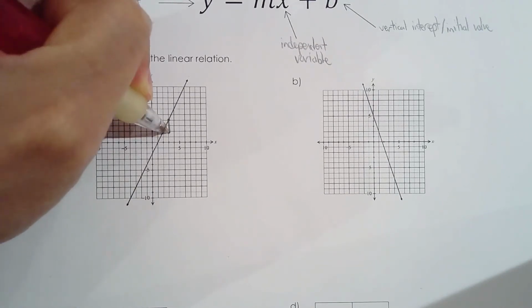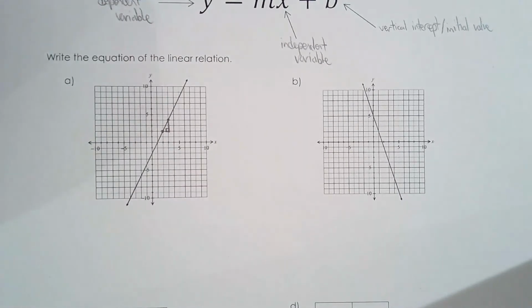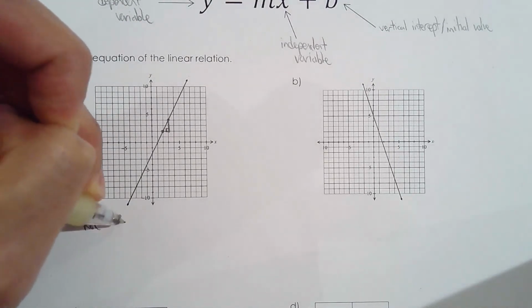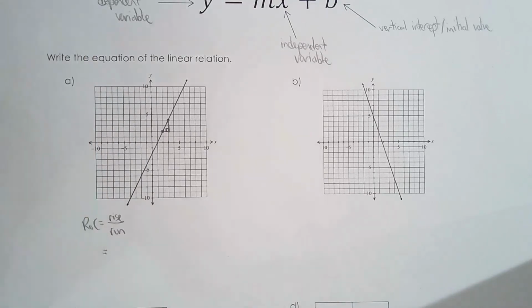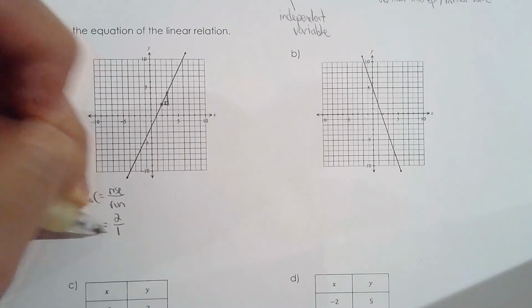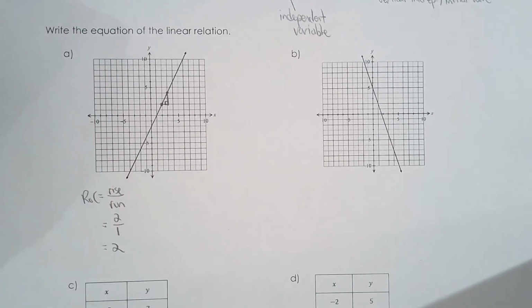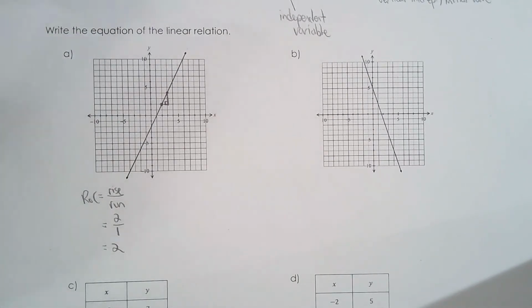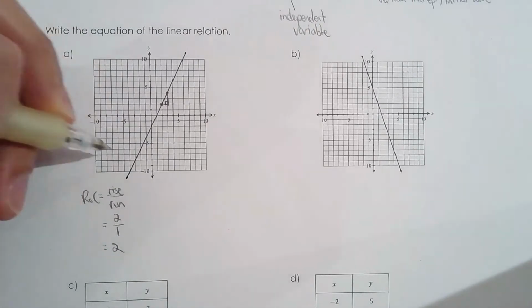Okay, so connect them and then draw a right triangle, and then I can find the rise and the run, right? Rate of change is rise over run. So what is the rise? The rise, hopefully you can see, is 2 and the run is 1. Hey, 2 over 1, that's just 2. The rate of change for this linear relation is 2. Bam, halfway there. I need two things. I need the rate of change and the vertical intercept.